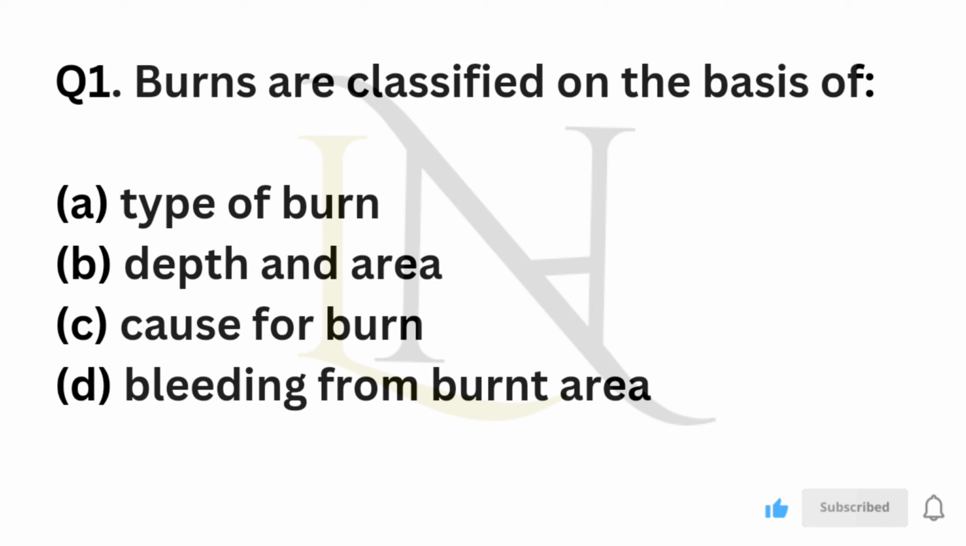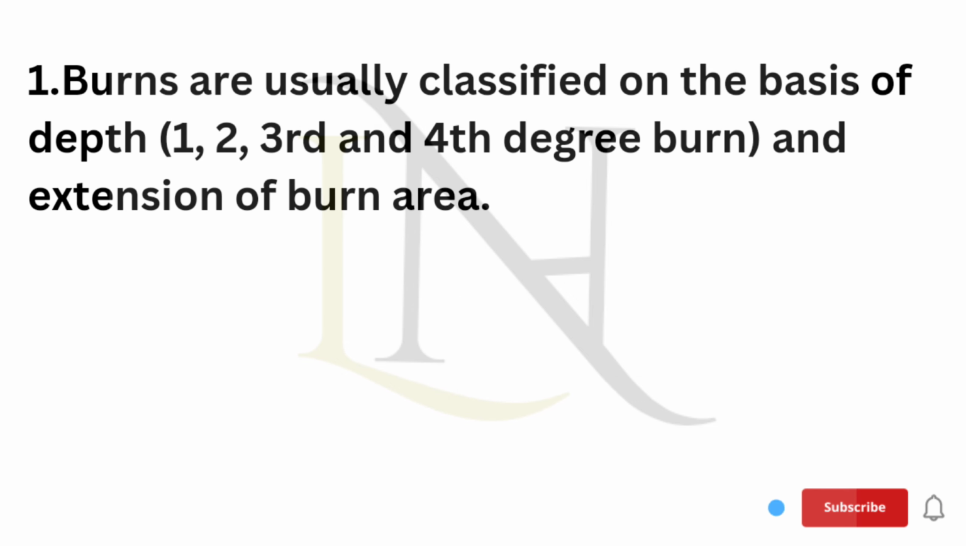Let's start with the first MCQ. Burns are classified on the basis of: option A, type of burn; option B, depth and area; option C, cause for burn; option D, bleeding from burnt area. Correct answer: option B, depth and area. Burns are usually classified on the basis of depth: grade 1, grade 2, grade 3, grade 4, and extension of burn area.